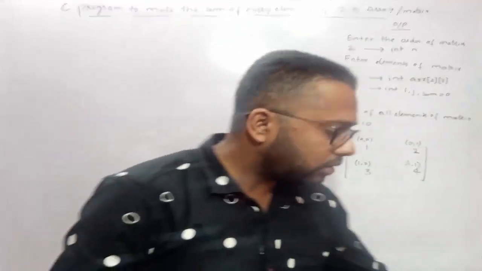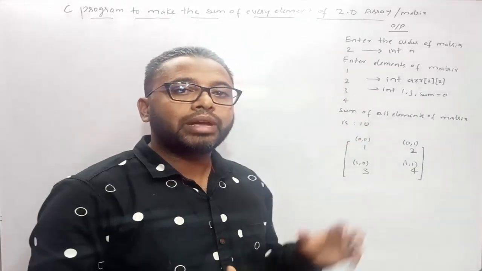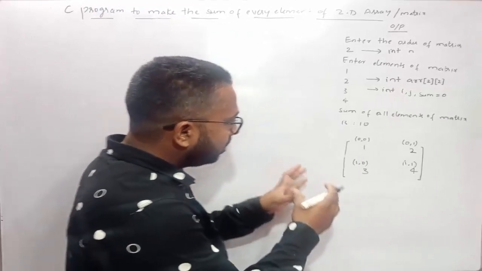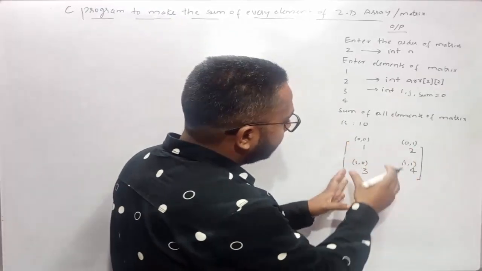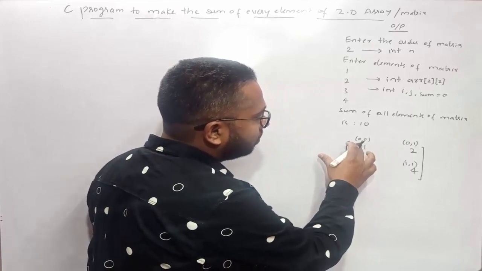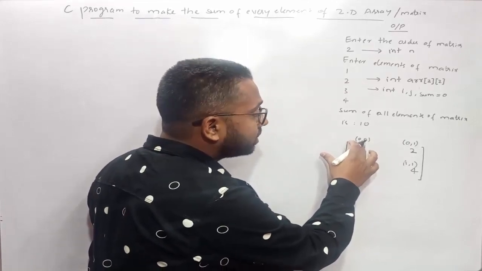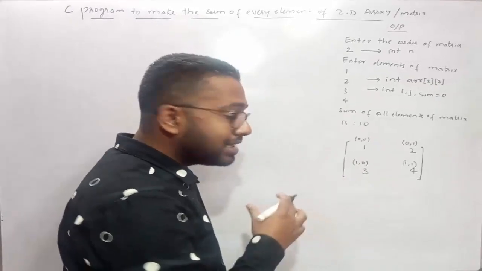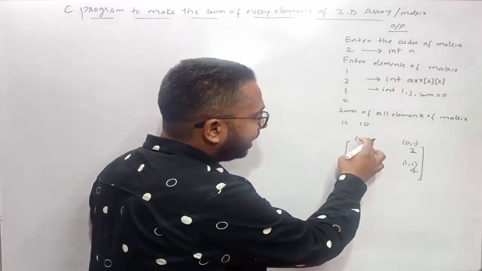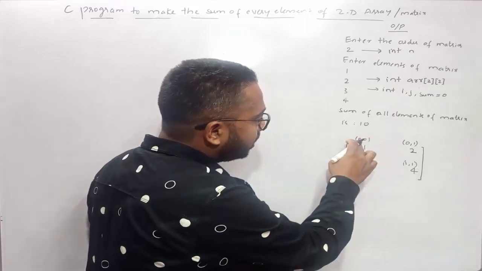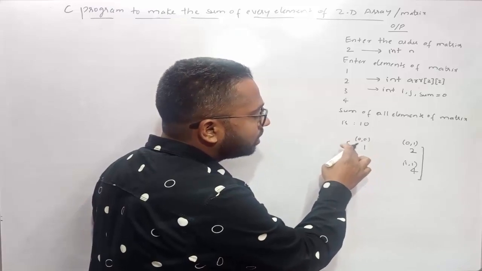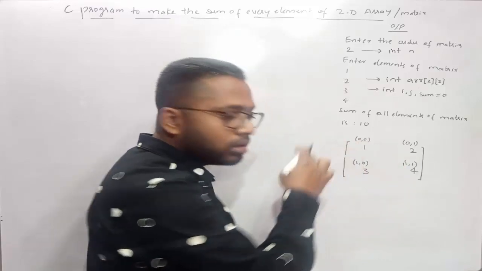So now let us try to understand what should be our approach to make the addition of each and every element of this matrix. When the 4 elements get arranged in the form of a matrix, the first element of the matrix will be indicated with the index 0 comma 0. So what is this 0 comma 0? The first 0 indicates the row and the second 0 indicates the column. So this element 1 will be stored in the location 0 comma 0, row 0 column 0.